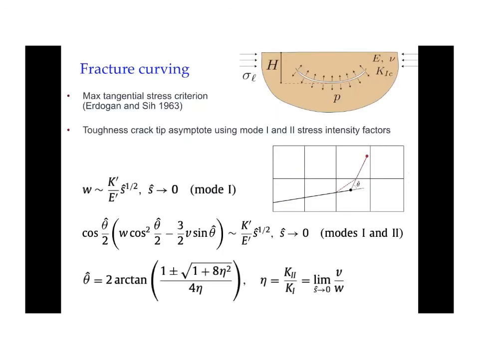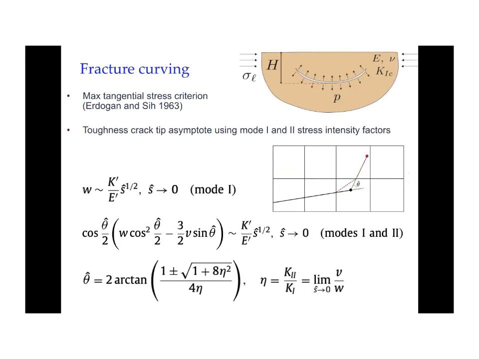Okay, what needs to be done for the fracture curving part is we can use the same sort of tip asymptote, but right now it's not mode 1. It's mode 1 and 2, mixed mode propagation. So you can see the first equation gives you the standard mode 1 crack width. The second equation gives you the mode 1 and 2 propagation criterion. And it's very similar to mode 1 in the sense that in mode 1, the crack width is proportional to the square root of s times the scaled stress intensity factor.